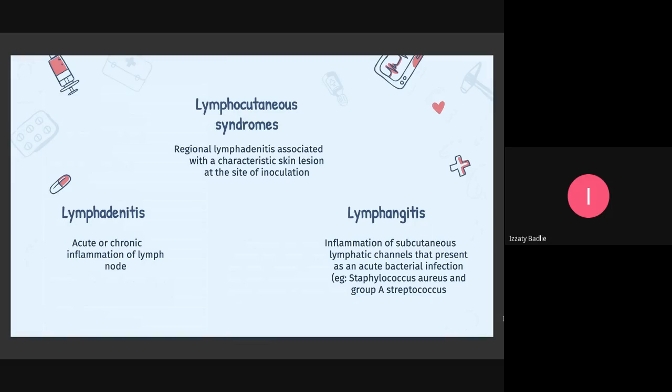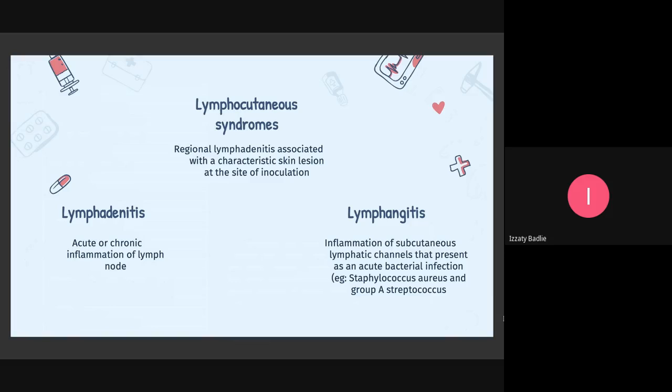There are three terms that we need to familiarize with. The first is lymphadenitis. It is an acute or chronic inflammation of lymph node. The second one is lymphangitis. It is an inflammation of the lymphatic system itself. It can usually be caused by Staphylococcus aureus or group A Streptococcus.